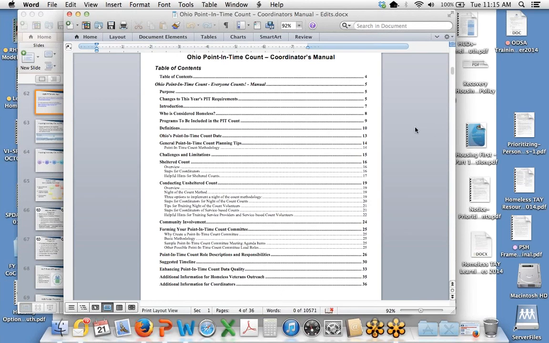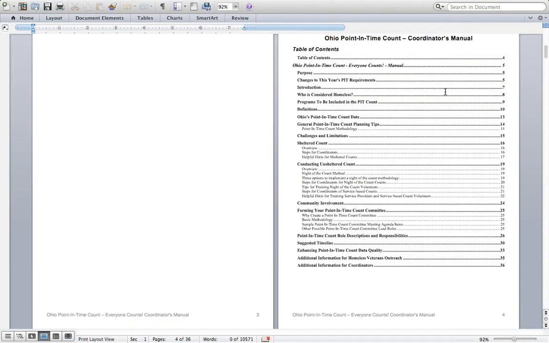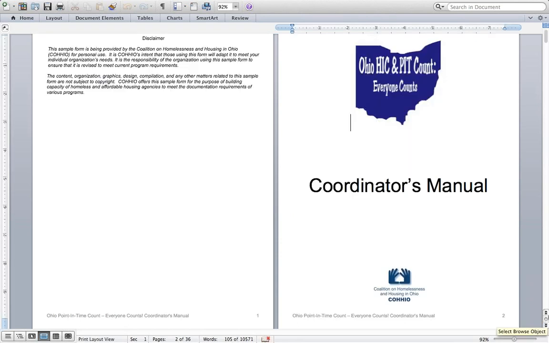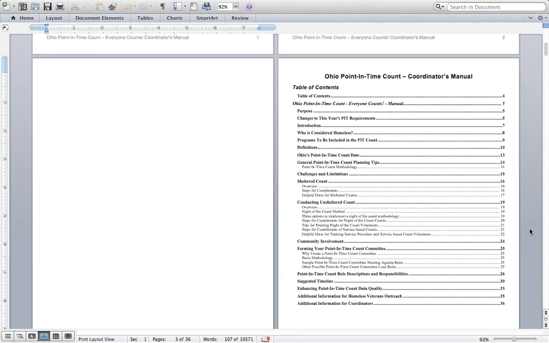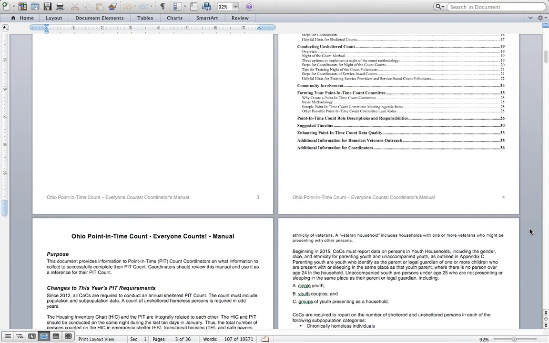It talks about those purpose issues, why we're doing certain things in the count. It gives you an introduction to some of the information that we've been talking about in today's training as far as why we want to count this information, who utilizes that information. Additionally, it goes into that homeless definition. So who should we actually be counting? Who shouldn't we be counting? It talks about the various programs that should be included in the point-in-time count.